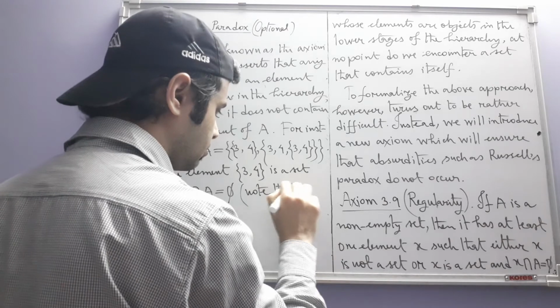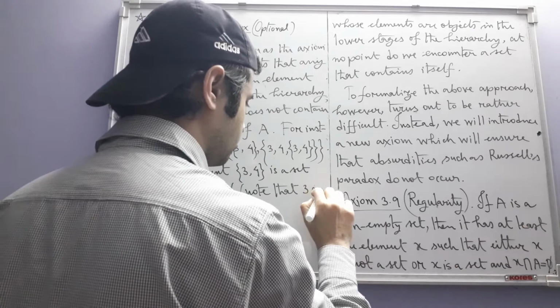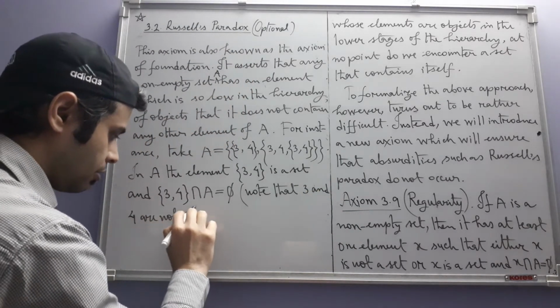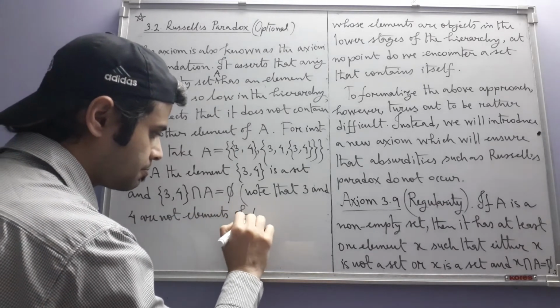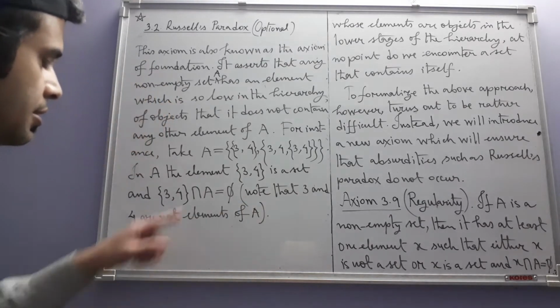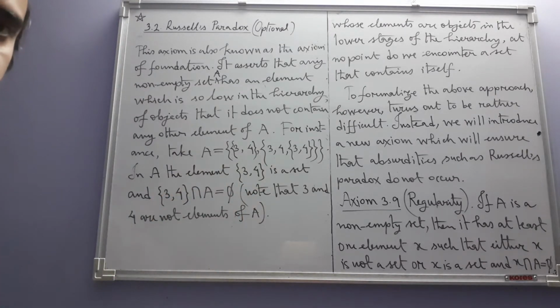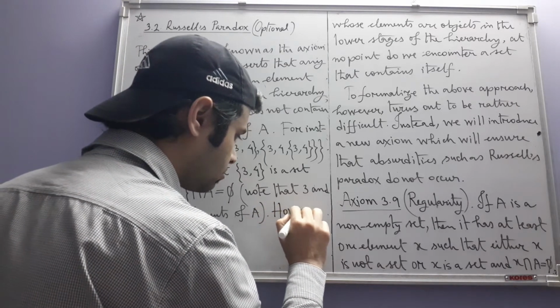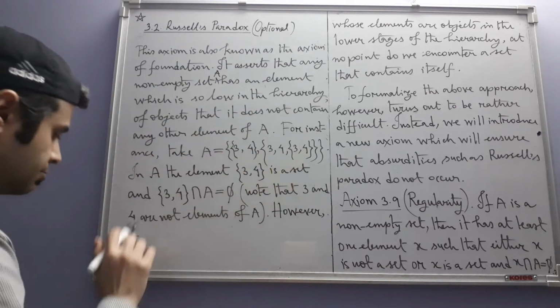Note that 3 and 4 are not elements of A. So this is an object, this set, in a lower rank, at the lower stages of the hierarchy of objects. However, the other element, what about this element?